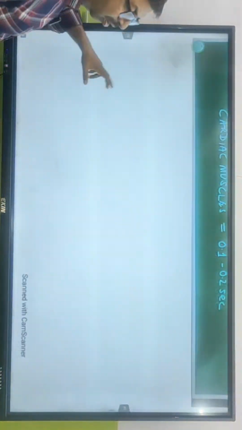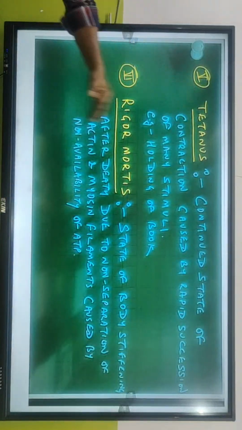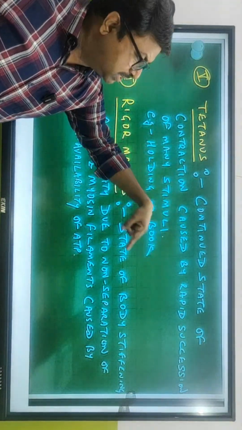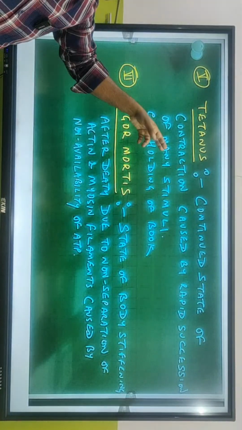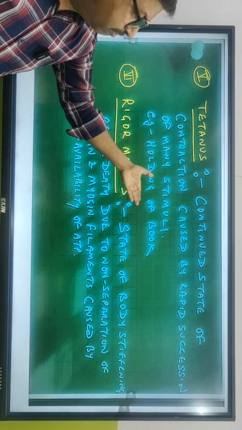This is the refractory period. Another property, this is another property. Tetanus is another property. What is tetanus? Continued state of contraction caused due to rapid succession of many stimuli. Holding of book.